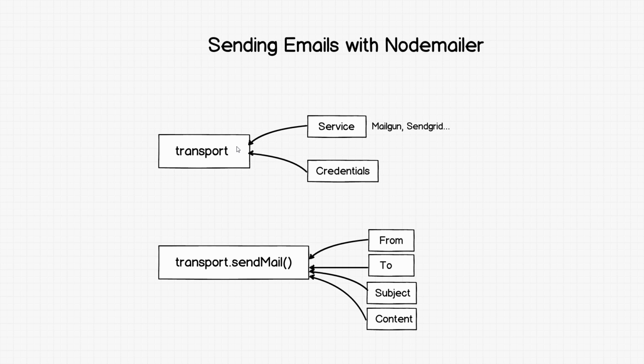Now when you have this transport object built, you can call the function called sendMail, to which you feed the following data, pretty much describing the email. We have a from field, a to field, a subject field, as well as the email content. And this is how easy it is to actually send emails from within Node. So now that this intro is done, let's actually get started on coding this thing.